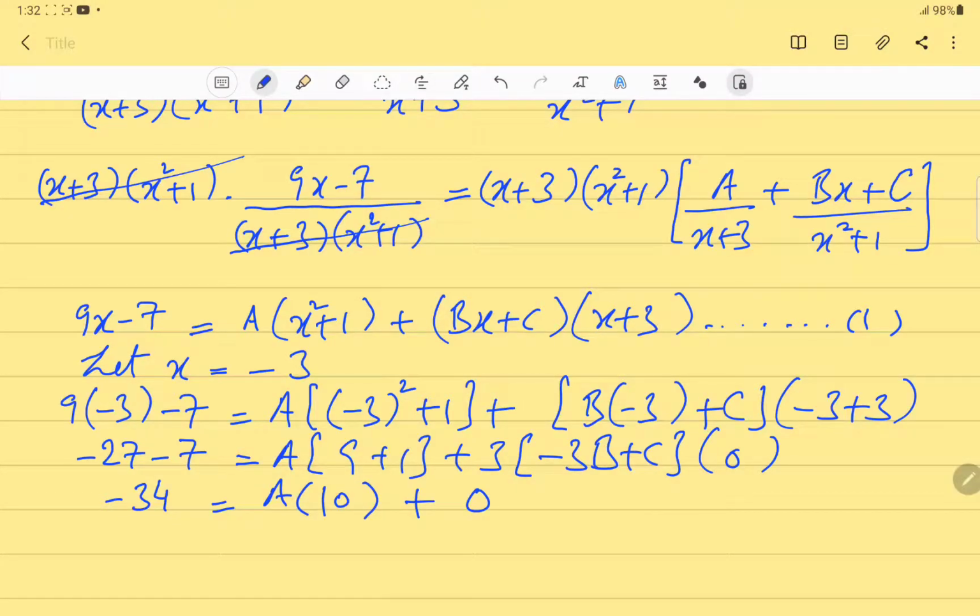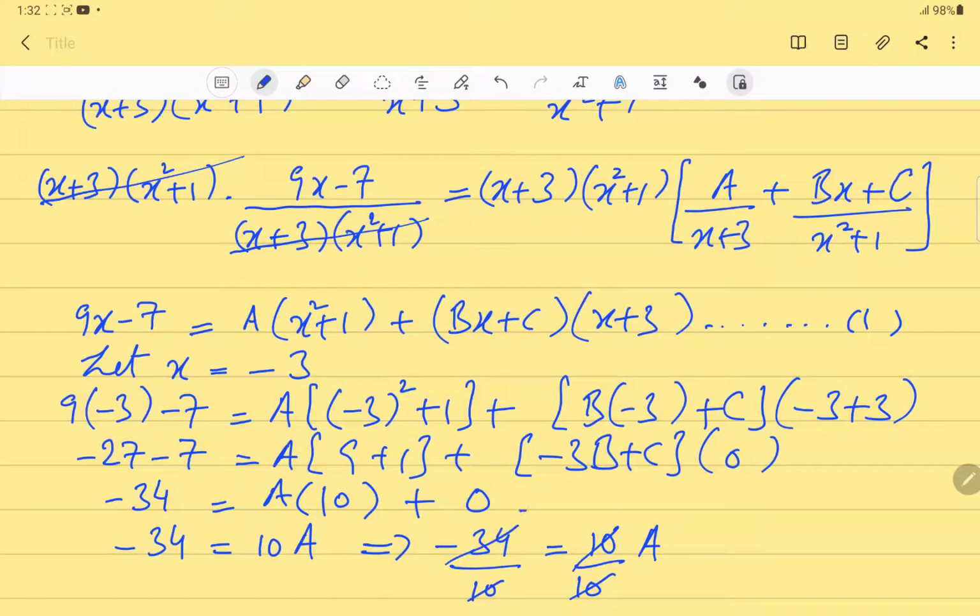So we are getting −34 = 10a. We divide both sides by 10, so −34/10 is equal to 10a/10. 10 cancels with 10, and this one reduces to −17/5. So the value of a is equal to −17/5.